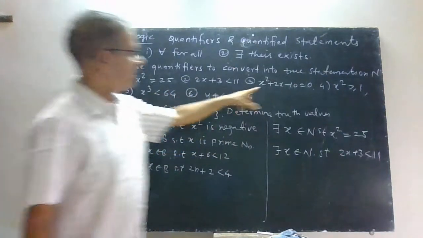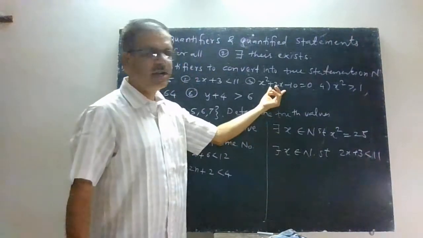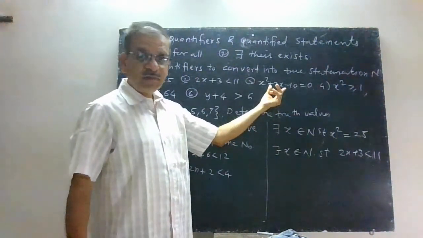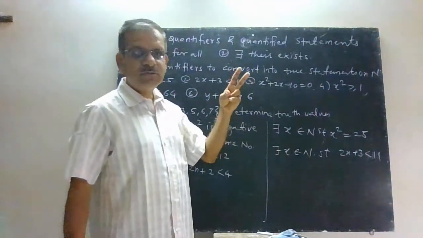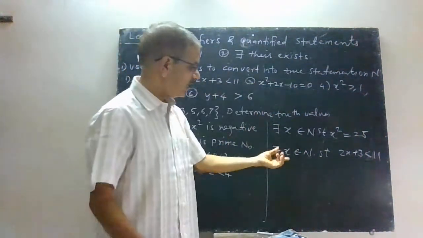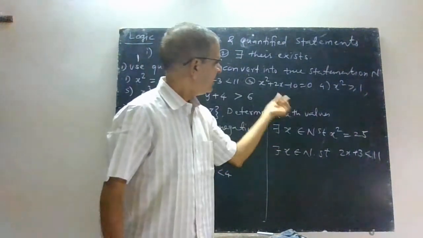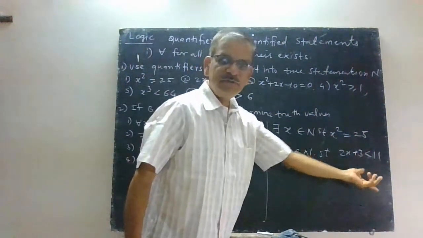Now see this one. x square plus 2x minus 10 is equal to 0. See, it's obvious, it is a quadratic equation. Now this will have two roots. So only two values of x will satisfy this one, not all values of N. So again you will write a statement like that. There exists x such that x square plus 2x minus 10 is equal to 0.